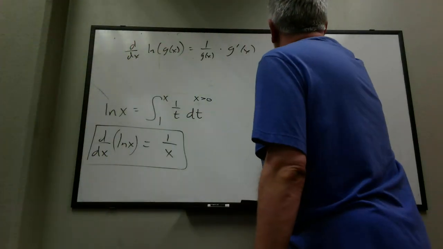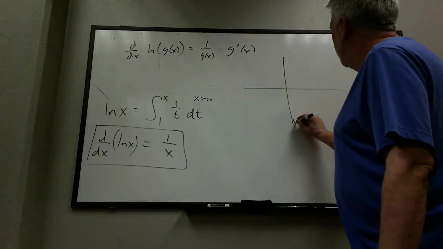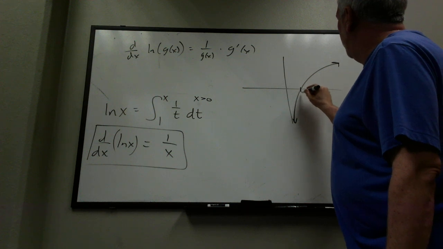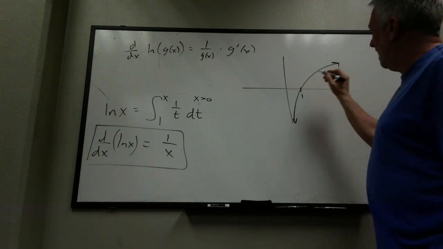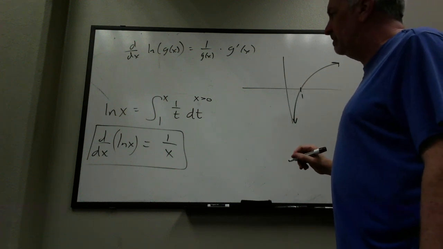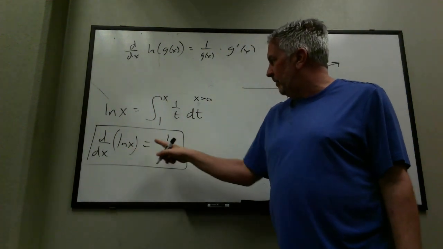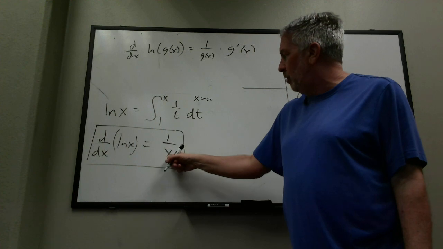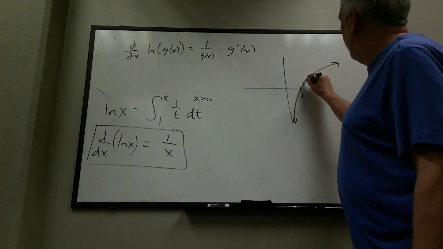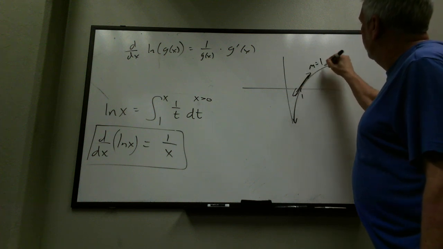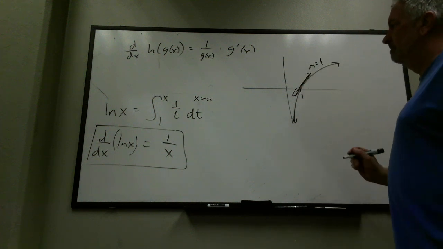But okay, let's draw the graph of natural log of x, right? At x equals 1, we know natural log crosses the x-axis, natural log of 1 is 0. Now, what's the slope of the tangent line at x equals 1? Well, the derivative is 1 over x, so if I plug 1 in for x, you get the slope here. The slope of the tangent line at x equals 1 is 1. So there's a rough sketch of that.